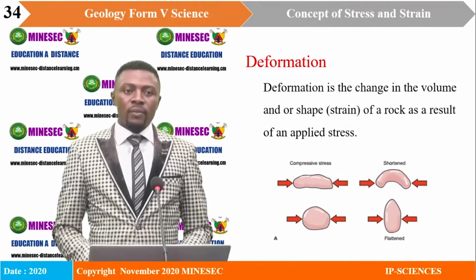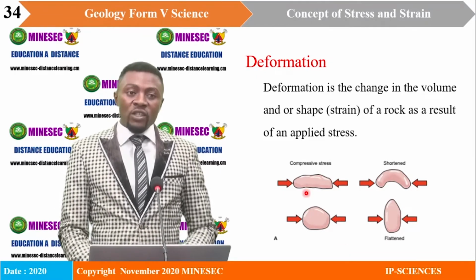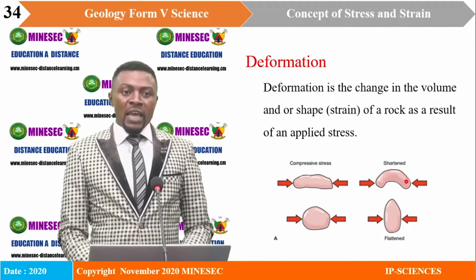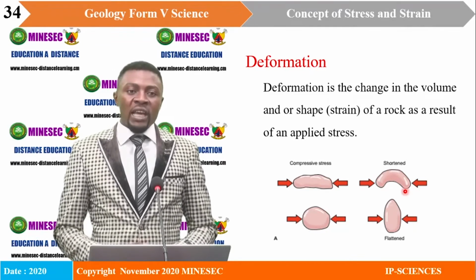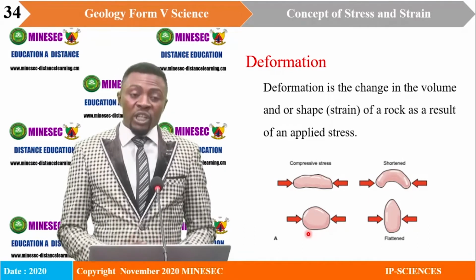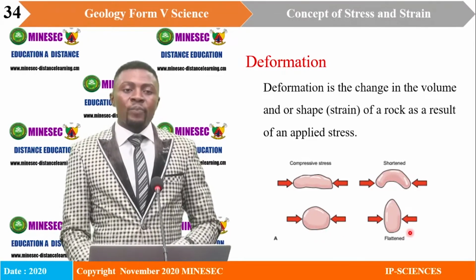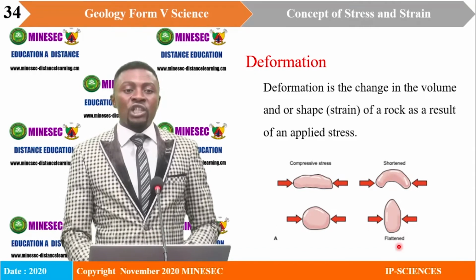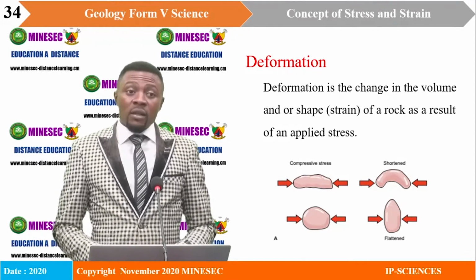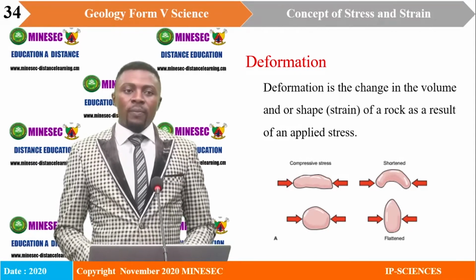We have that on our screen. We see objects. On the first object, we have stress that is applied on it, and if we look here, we see that that object has actually changed in shape. Below, we have another object, and there is applied stress on it. The result is also a change in the shape of the object. That is a simple diagram to illustrate what deformation is all about.